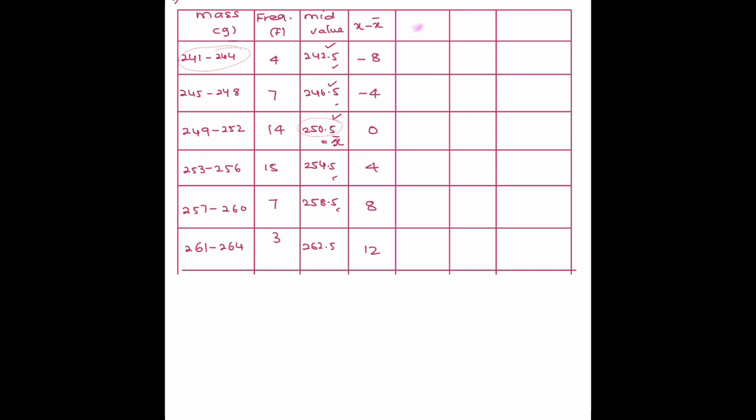Now I try x minus x bar squared. So negative 8 squared is 64, negative 4 squared 16, 0 squared 0, 4 squared 16, 8 squared is 64, and 12 squared is 144. So sigma x minus x bar squared, 64 plus 16 plus 0 plus 16 plus 64 plus 144.